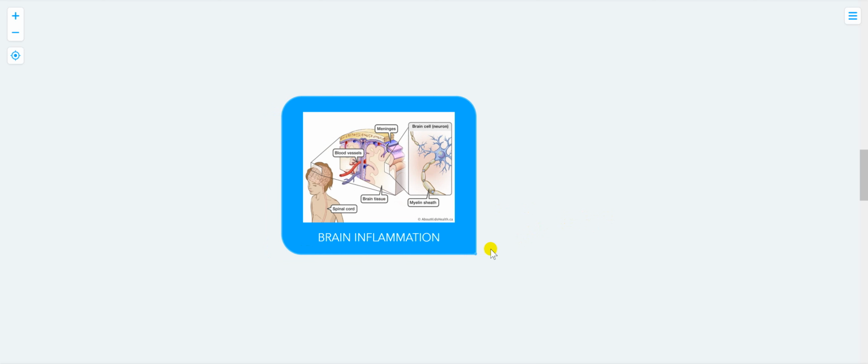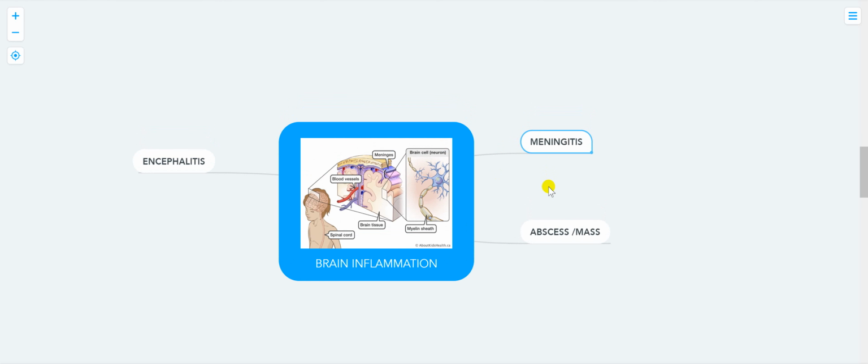So what are the inflammations of the brain? We could have meningitis, an abscess or a mass, or encephalitis. These are the things. So for meningitis, what do we do? Usually it's bacterial, and it causes headache, fever, neck stiffness.